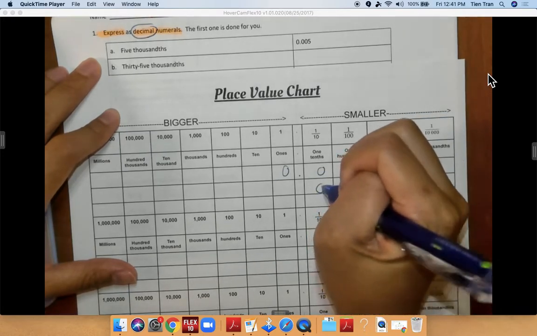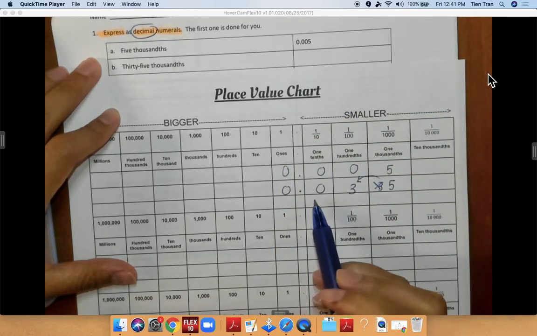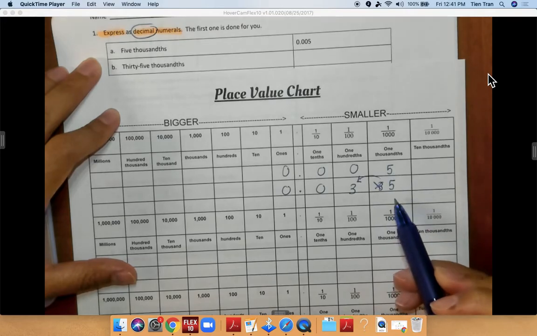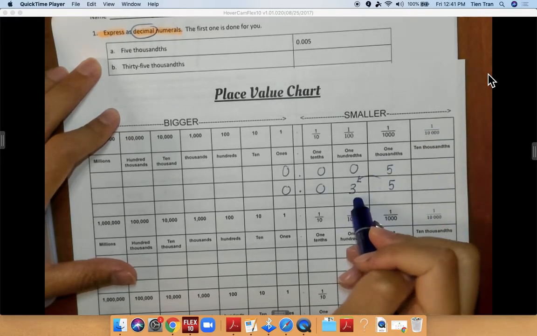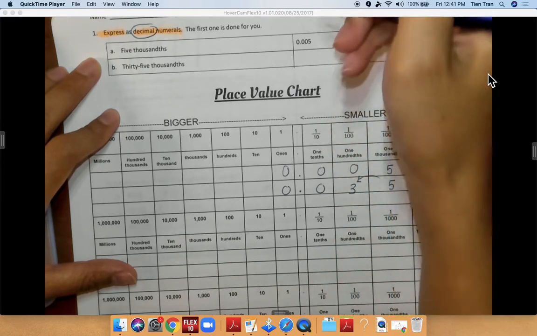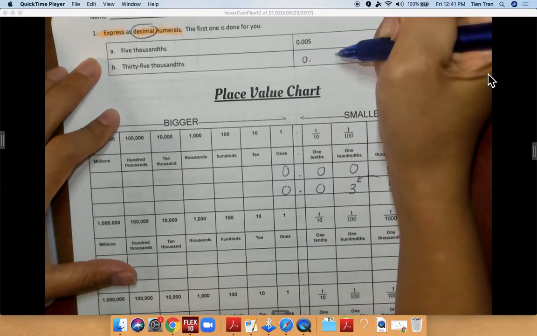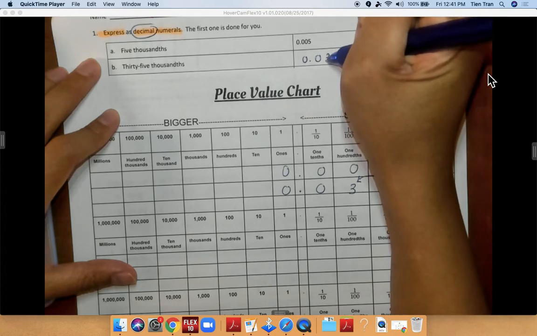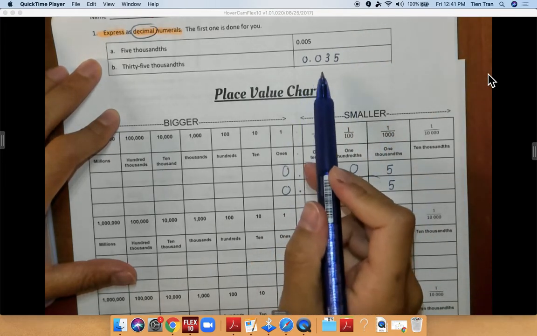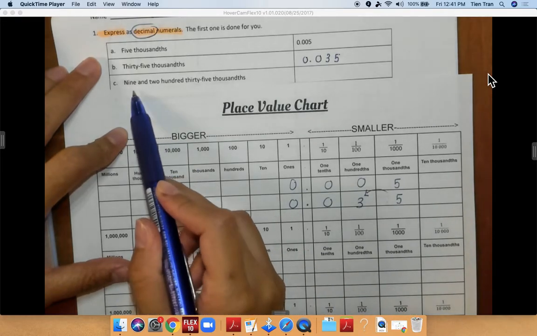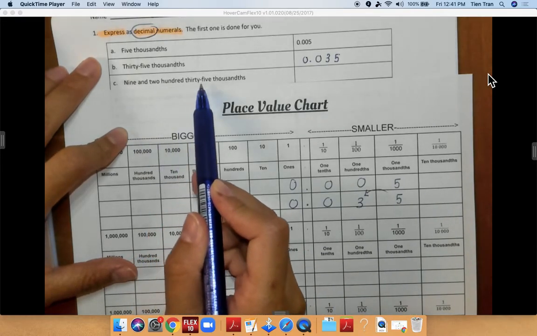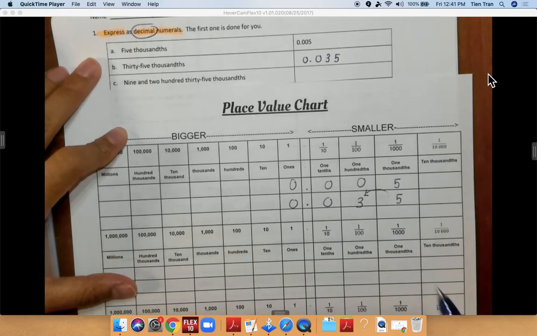So what your real number is going to be is 35/1000ths. Your 5 is going to be in the thousandths place, and your 3 is going to be in your hundredths place. So I'm going to write that number down, 0.035, or as you say it, 35/1000ths. Next, we have 9 and 235/1000ths. So I'm going to write that in.